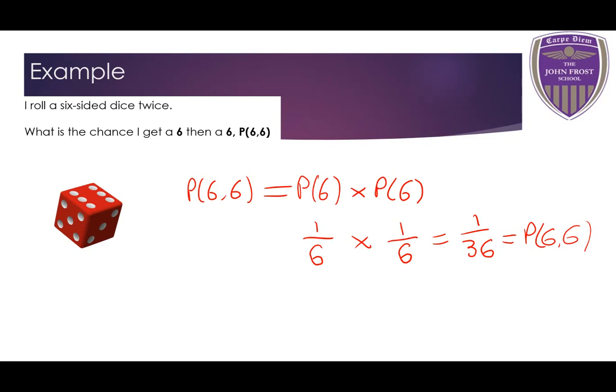And if you were to draw out all the possible outcomes of rolling 2 dice in a row, you would find that there are 36 different outcomes, and there is only one of them where you get 2 sixes rolled in a row, okay? So there's a 1 in 36 chance of getting 2 sixes in a row. Let's have a look at one more example.